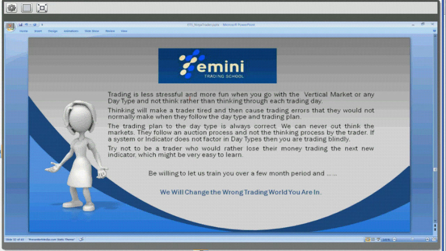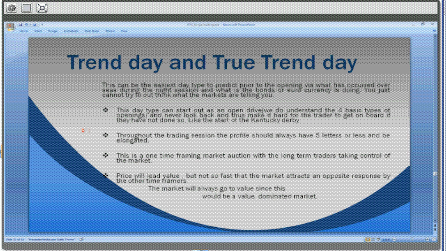Do candlesticks on top of what we do. Capitalize on that. Bring your candlestick knowledge on top of market profile. It will help you. But we will change the trading world that you're in right now. We can. You'll never look back.